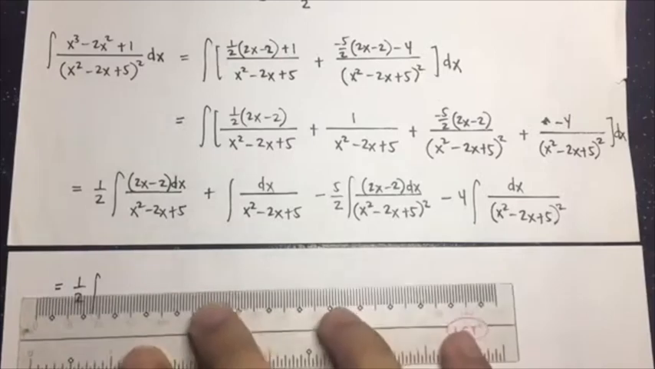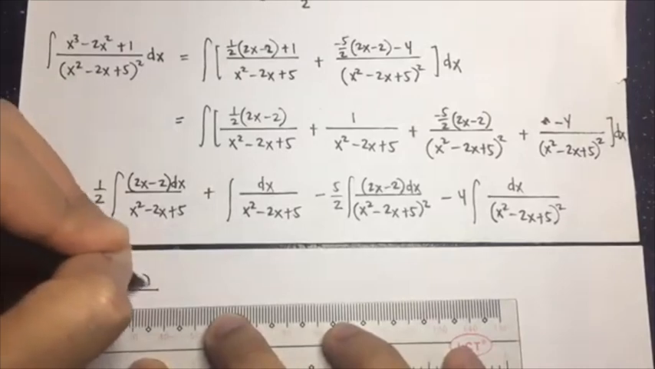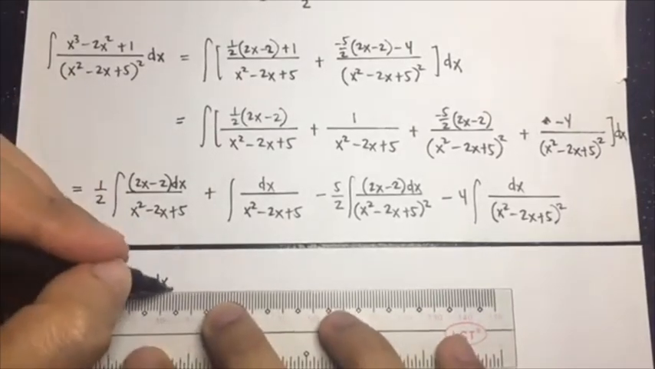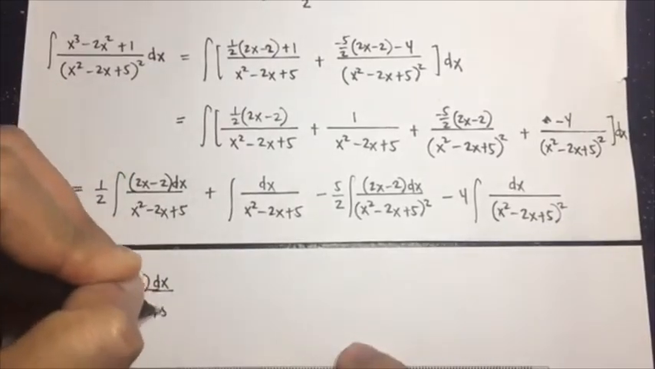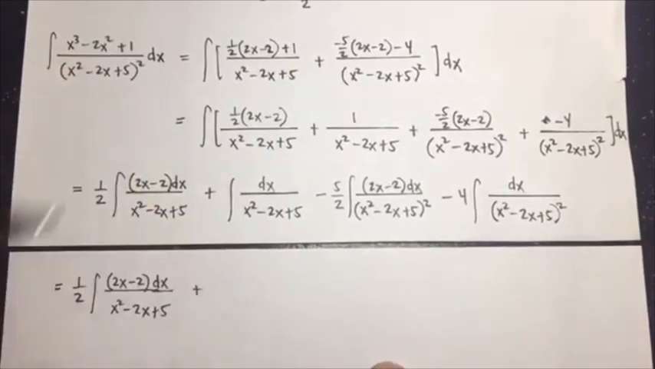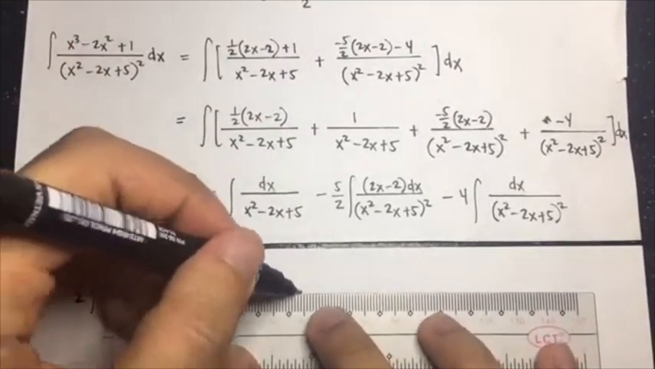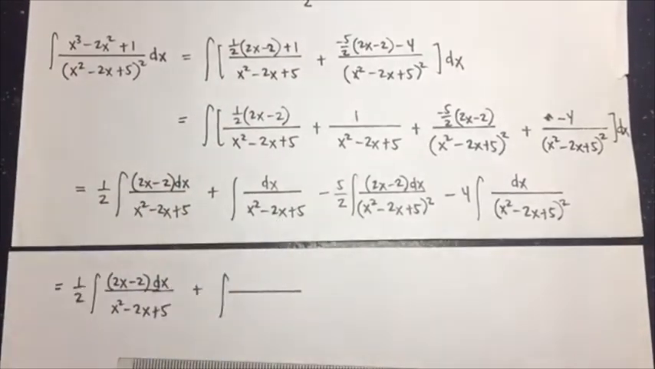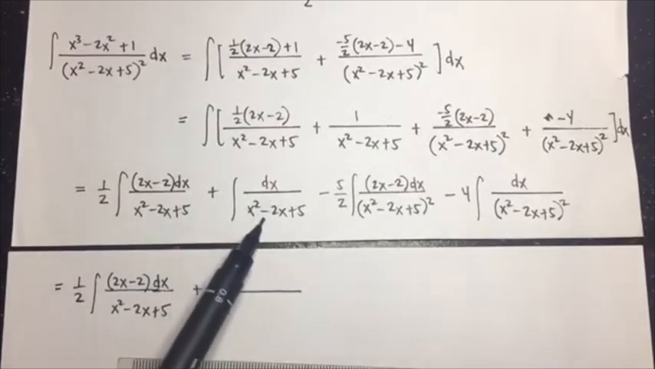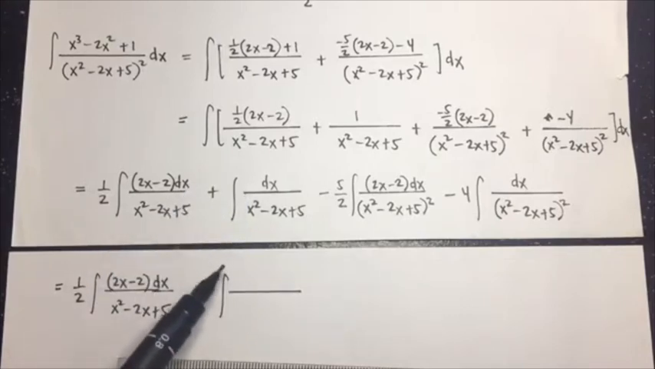So 1/2 integral of (2x minus 2) dx over x squared minus 2x plus 5. Okay, plus. In the second term, on the other hand, since we will be using inverse trigonometric function for this, we will transform the denominator into a form where we can apply the inverse trigonometric function. Particularly, we can use here the arctangent. So it should be in the form of integral of du over a squared plus u squared.